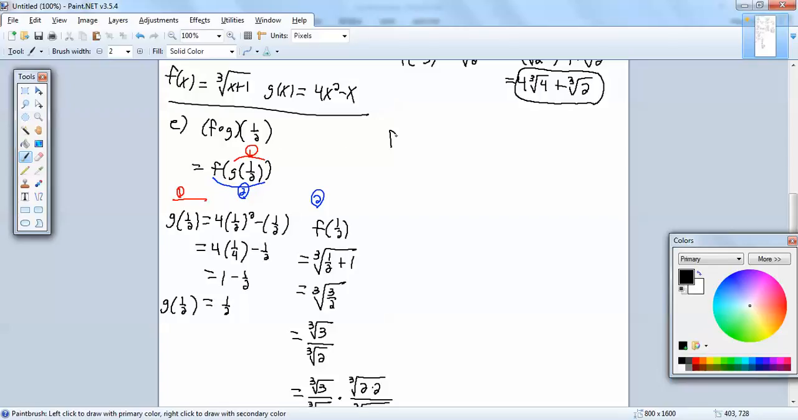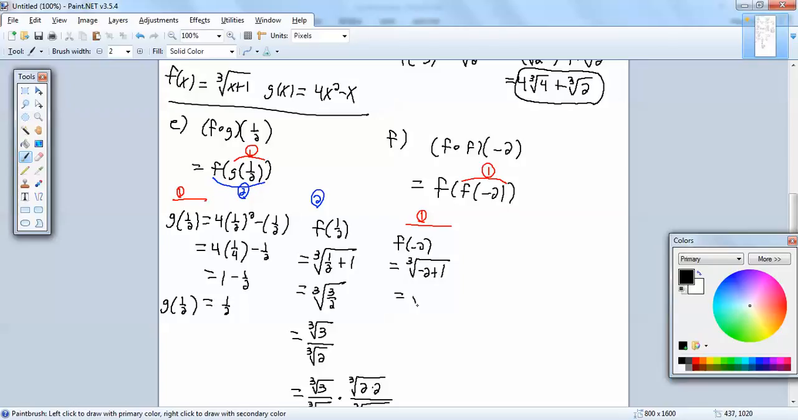And F. F is the composition of F and F of -2, which I'm going to rewrite as F of F of -2. And we're first focused on the inner. F of -2. So we're going to plug -2 in for our x. So we've got the cube root of -2 plus 1, which is the cube root of -1.